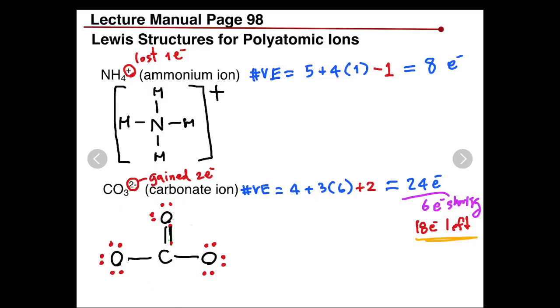The only thing that is missing is the charge. You need to indicate the overall charge of carbonate, which is 2 negative, 2 minus. So again, these represent the Lewis structures of polyatomic ions that contain all nonmetals that come together to share electrons. And these ions gain 2 electrons. That's why the overall charge is 2 negative.